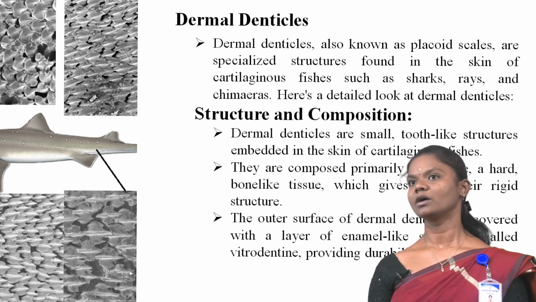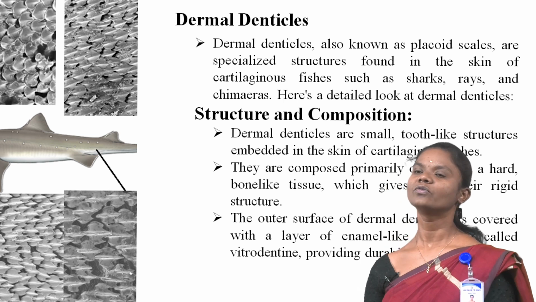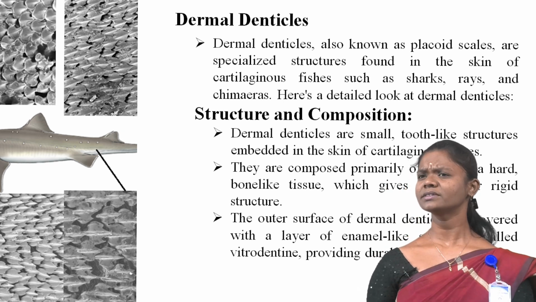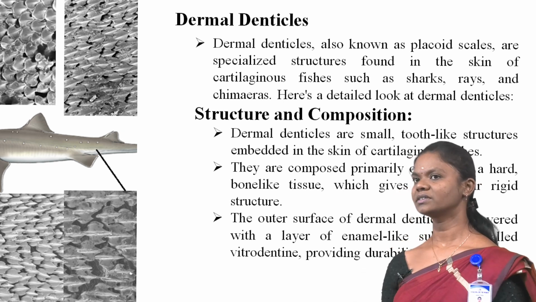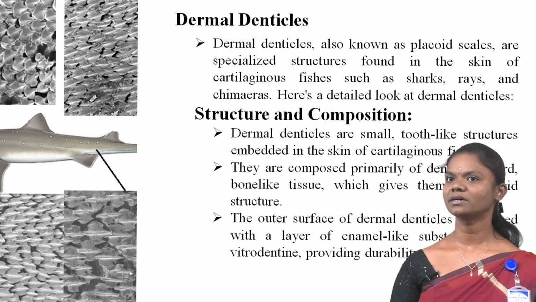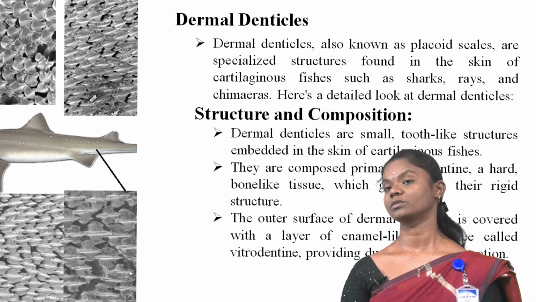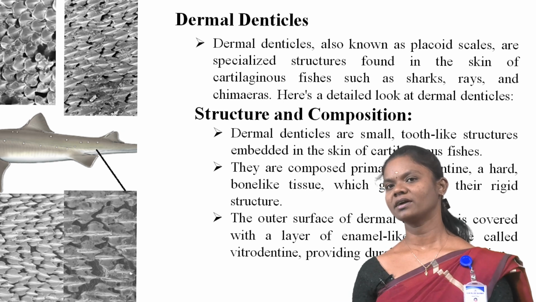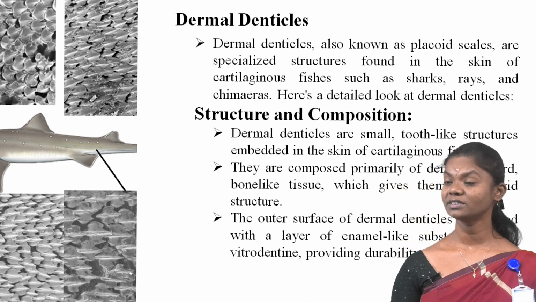Dermal denticles, also known as placoid scales, are specialized structures found in the skin of the cartilaginous fishes such as sharks, rays, and chimeras. Here's a detailed look at the dermal denticle structure and composition. So, dermal denticles are small tooth-like structures embedded in the skin of cartilaginous fishes.